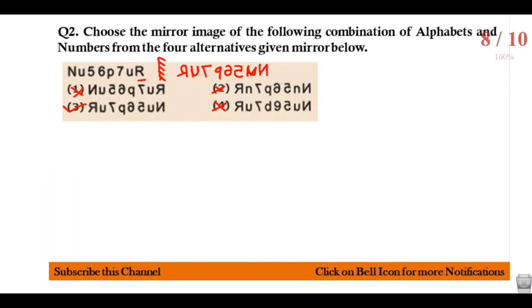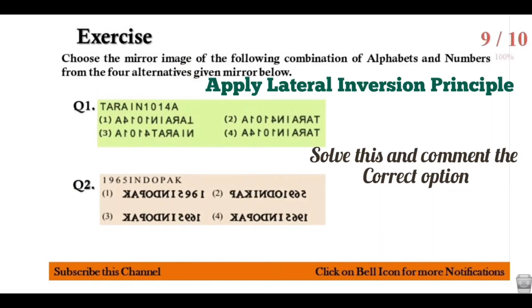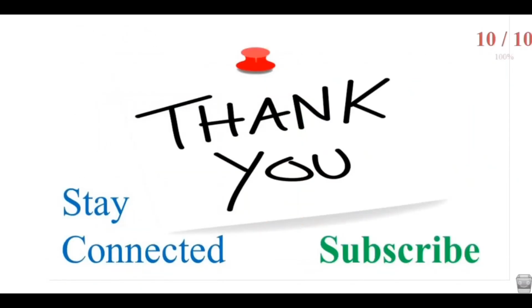By using this you can solve these 2 exercises and put the correct answer in the comment box. Among the 4 options, put the correct answer in the comment box. Hope you like this concept, the shortcut trick of how we get the mirror image which contains alphabets and numbers.